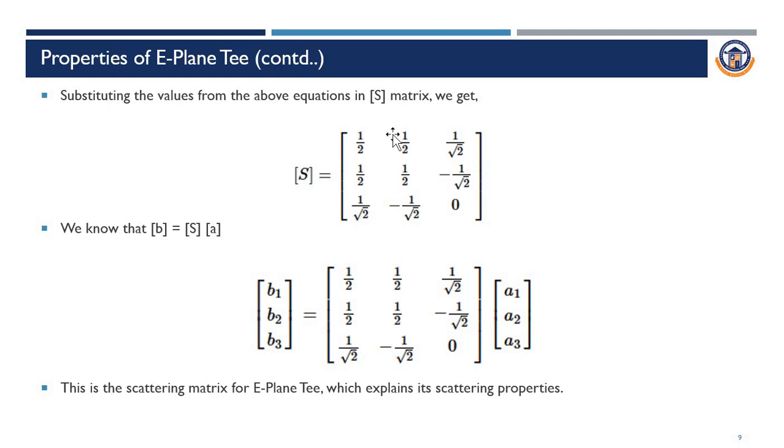Next, substituting the values from the above equations in the S matrix, we get S equal to 1 by 2, 1 by 2, 1 by root 2; 1 by 2, 1 by 2, minus 1 by root 2; 1 by root 2, minus 1 by root 2, 0. We know from the S matrix properties that B is equal to S into A, so B1, B2, B3 equals this same matrix with the matrix A1, A2, A3. So this is the scattering matrix for the E-plane T, which explains its scattering properties.